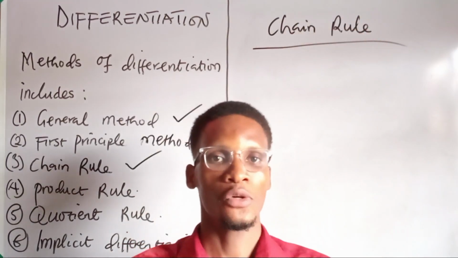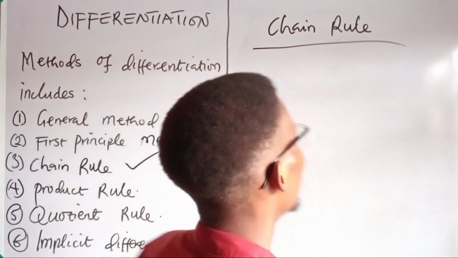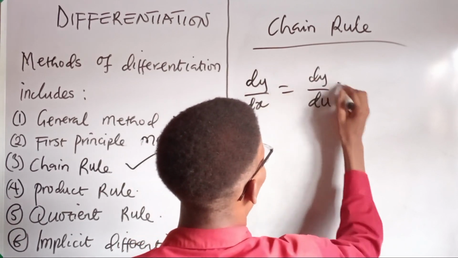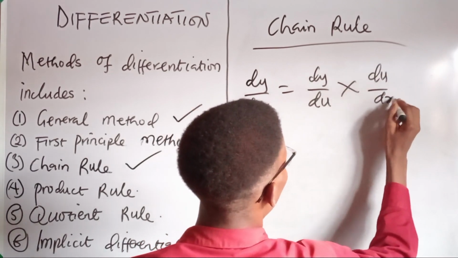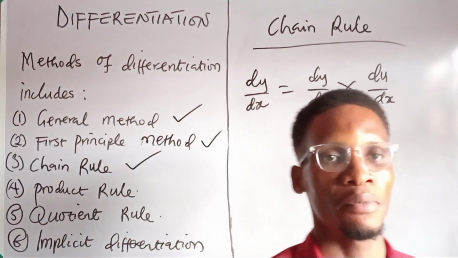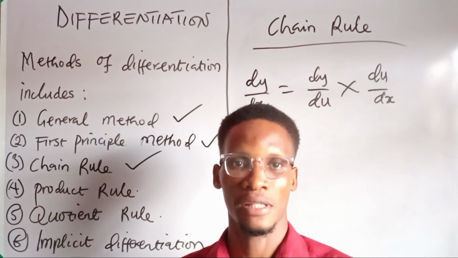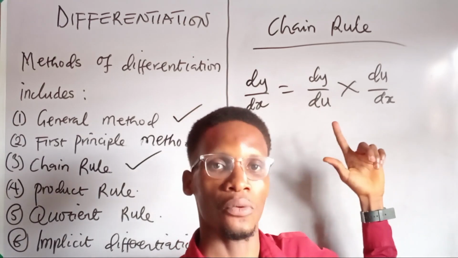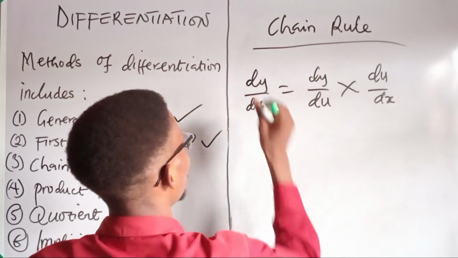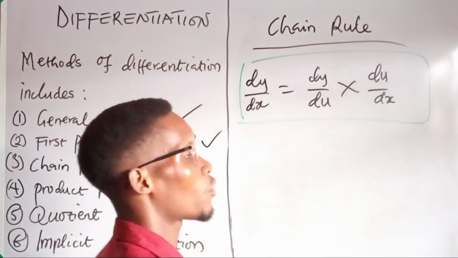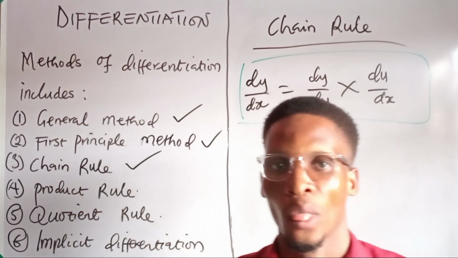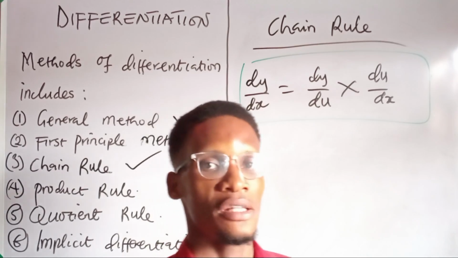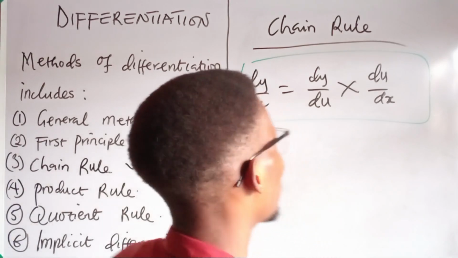So the chain rule, you may have seen something of this kind: dy over dx equals to dy over du multiplied by du over dx. You may not be able to know what it looks like or what it implies because you've not been taught. Today we're going to look at this chain rule, and I'm going to walk you through the steps on how you apply this to get the answer that you are expected to get on differentiation.